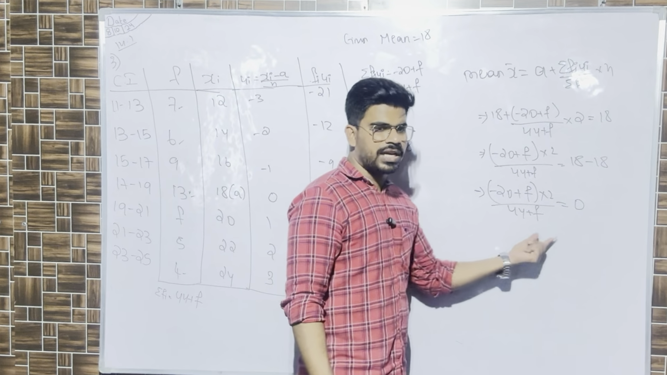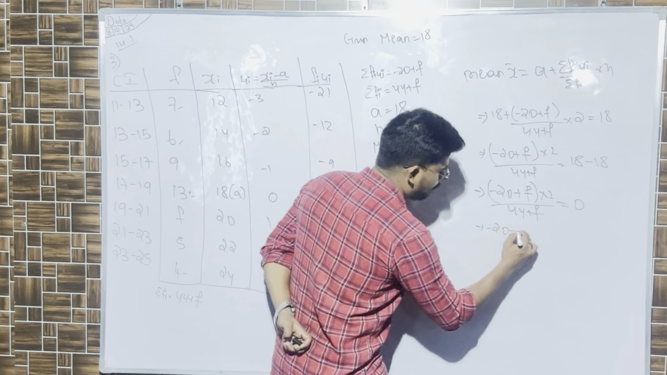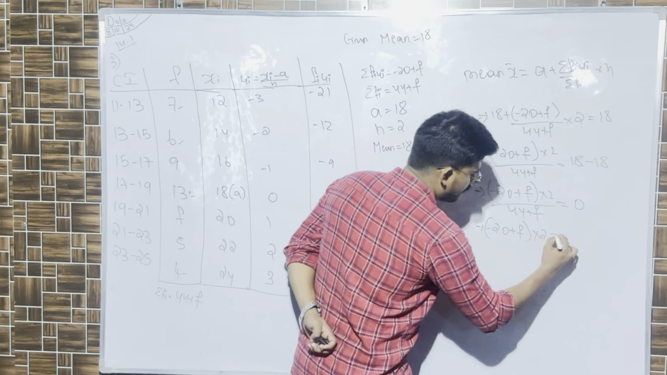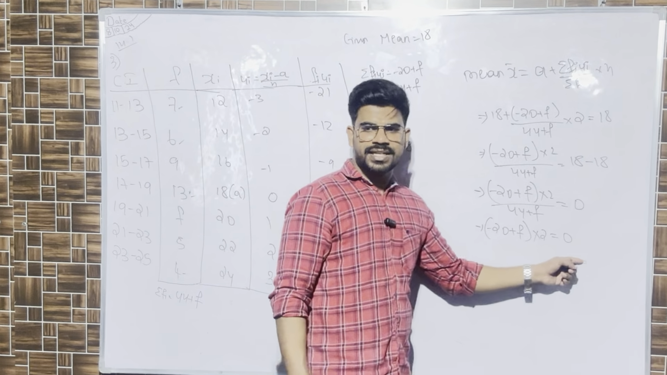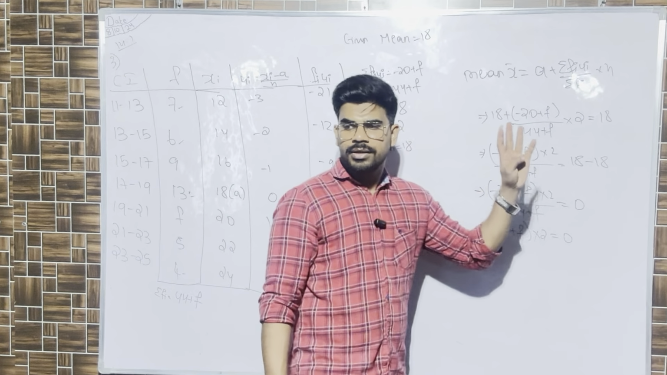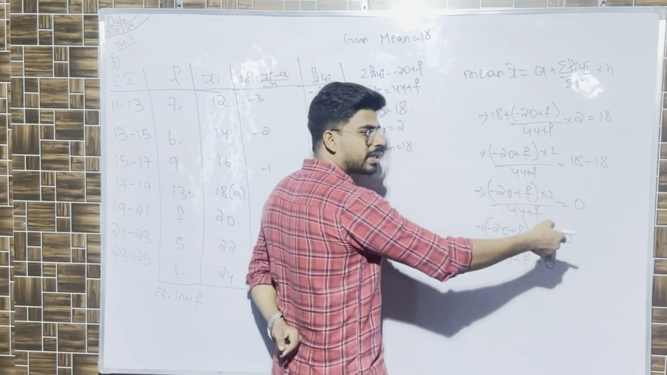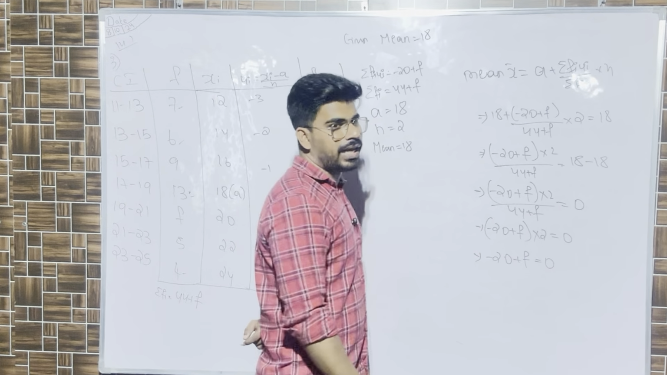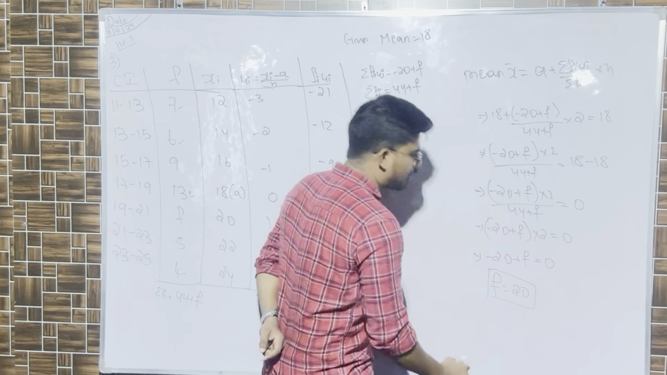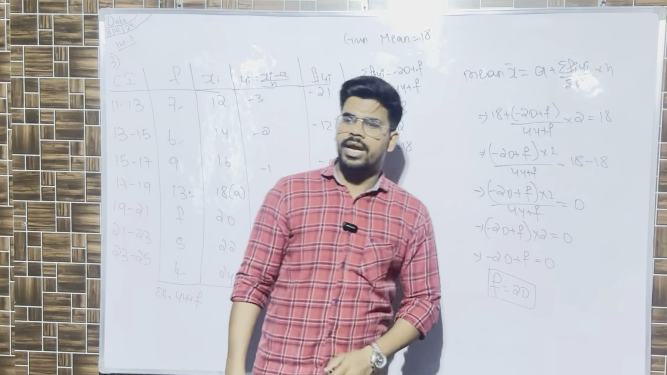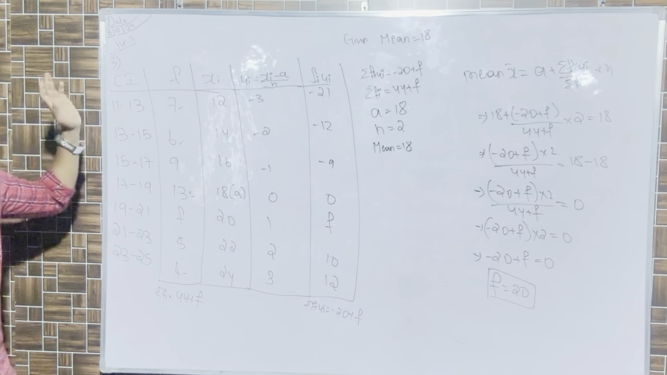Now 44 plus f is in division. If I send it over here, multiplication. 0 into anything, 0 only. Next, minus 20 plus f into 2 is equal to 0. 2 is in multiplication. If I send it over here, division. 0 divided by 2, again 0. Minus 20 plus f is equal to 0. Minus 20 is transferred over there, it will become plus 20. So f is equal to 20. Cancellation will become easy in this method. 18 minus 18 becomes 0, and all the terms will be 0 by multiply, 0 by divide. One of the very important questions.